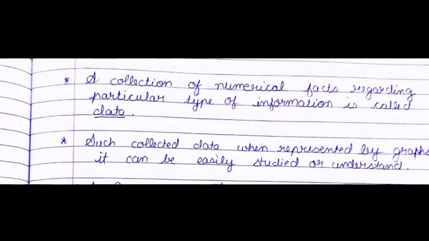Let us see our first topic, that is data. Data is a collection of numerical facts regarding a particular type of information. Such collected data, when represented by a graph, can be easily studied or understood. Let us see some examples related to data.